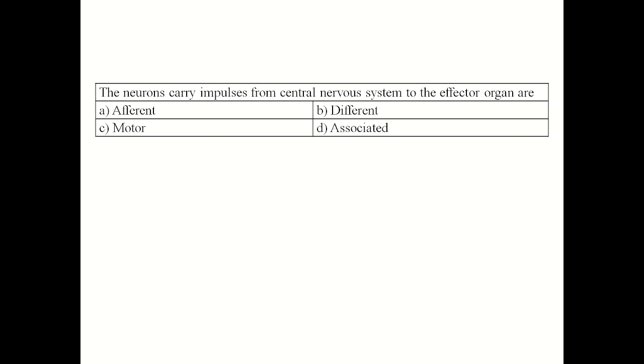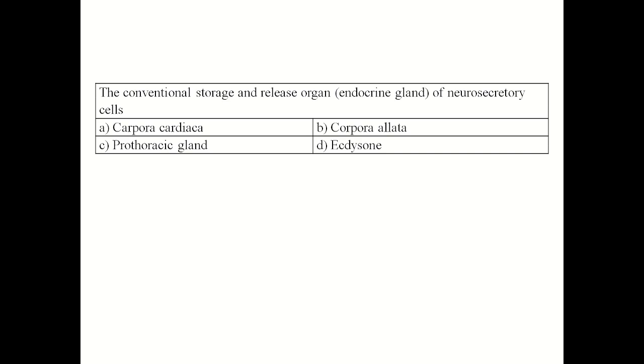The neuron that carries impulses from the central nervous system to the effector organ is known as motor neuron. Insect blood lacks vitamin K. Family ends with the suffix idae. The conventional storage and release organ of neurosecretory cells is corpora cardiaca.